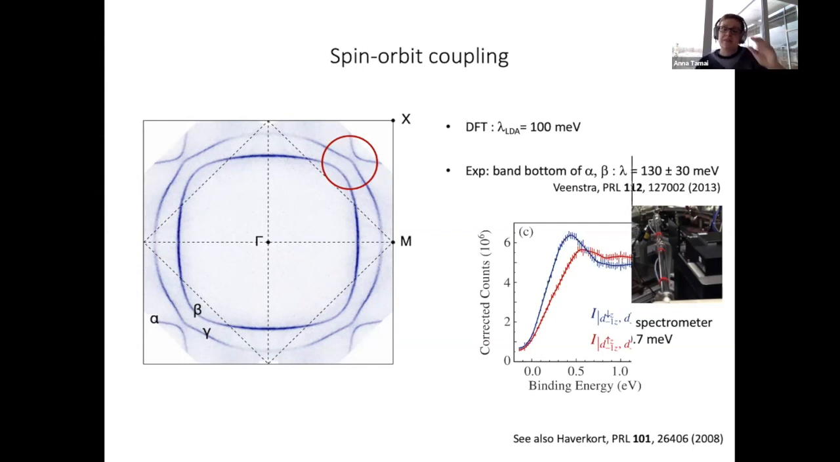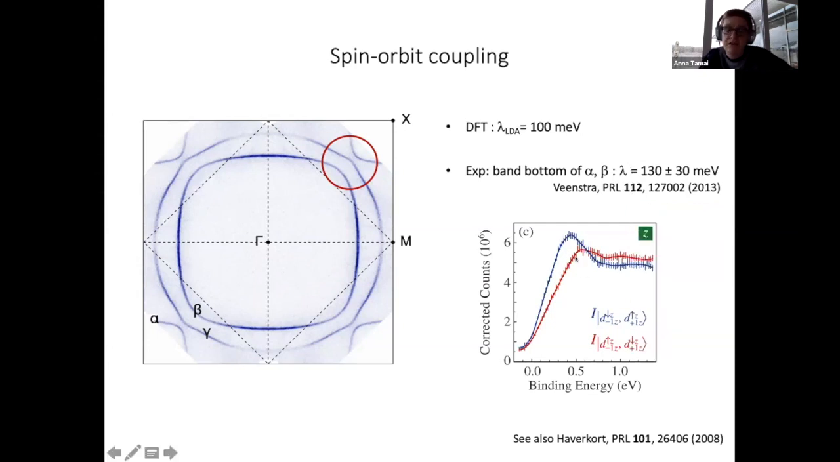There are some experiments that try to quantify the spin-orbit splitting. This was done by the group of Andrea Mascelli, combining spin-resolved ARPES and circular dichroism. What they did, they looked at the splitting between the alpha and the beta band, a half eV below the Fermi level. And I would say accidentally they found a value that is not too far from what LDA expects.